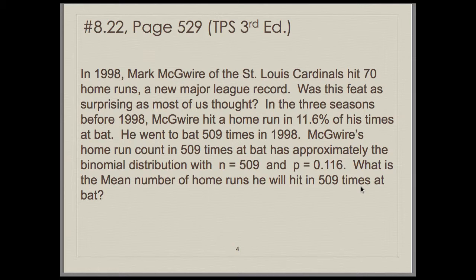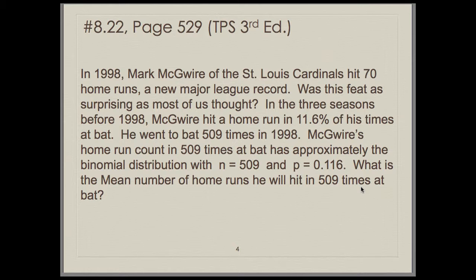In the 3 seasons leading up to 1998, McGwire hit a home run in 11.6% of his times at bat. He went to bat 509 times in 1998. McGwire's home run count in 509 times at bat has approximately the binomial distribution with n, the number of observations, as 509, and little p, the probability of success, is 0.116. That comes from the 11.6% times that he hit a home run. So what is the mean number of home runs he would hit in 509 times at bat?